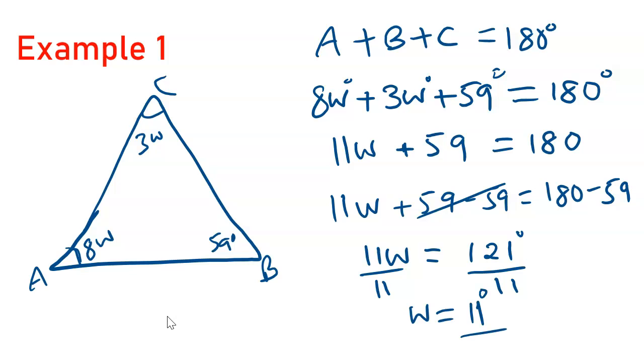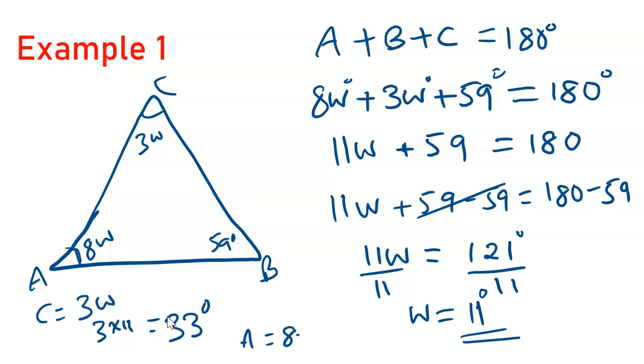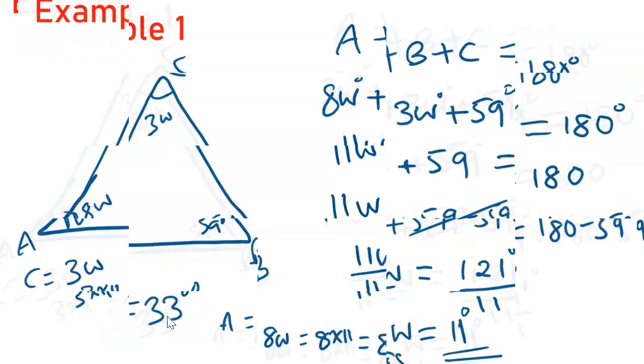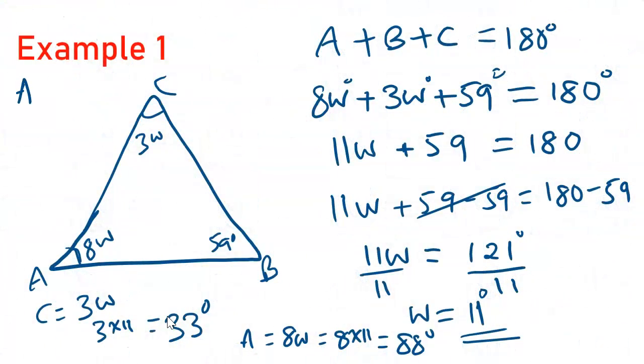Now that we have found the value for W, we have to substitute that in the angles for C and A. For C, we have 3W, so 3 times 11 will be 33 degrees. And for A, it's 8W, therefore it will be 8 times 11, which is equal to 88 degrees. That means angle A is 88 degrees, angle C is 33 degrees.